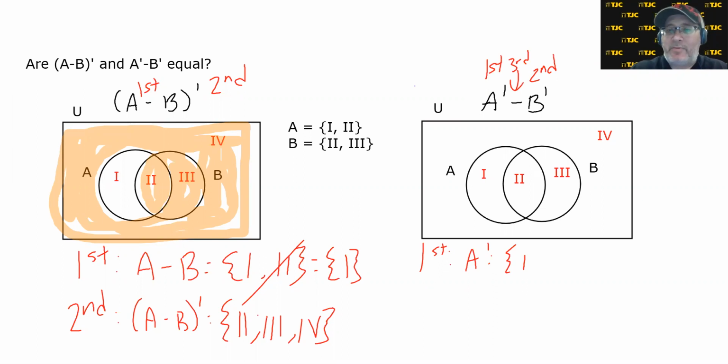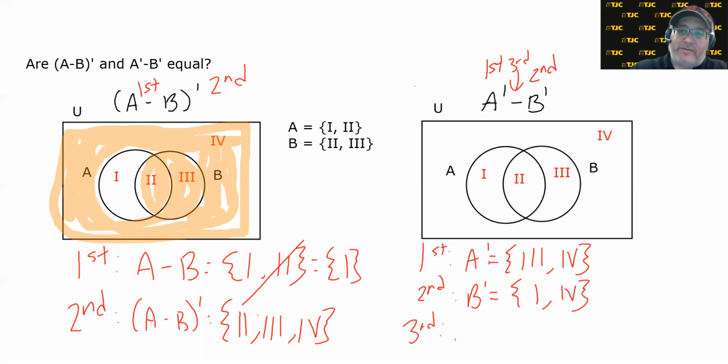A complement are the numbers outside of circle A, so it doesn't include 1. A complement is going to be everything outside of circle A, which is regions 3 and 4. The second, B complement, is going to be everything outside of circle B, which is regions 1 and 4.